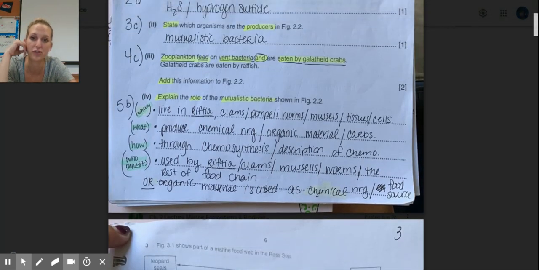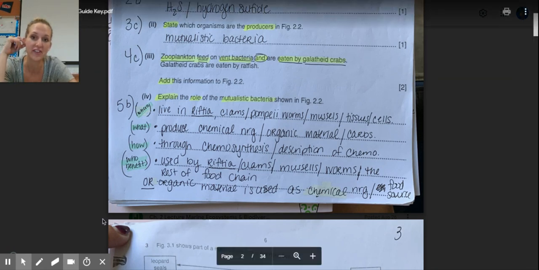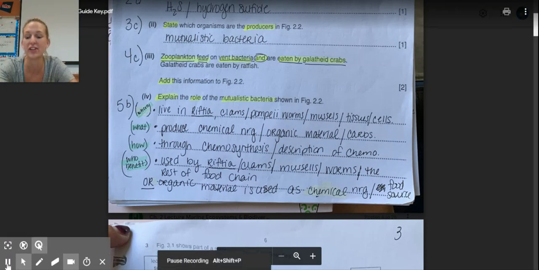What do they do? They produce chemical energy. You could also say they produce organic material, or they produce carbohydrates. How do they do it? Through chemosynthesis, or you could describe it. They're able to take chemicals from the hydrothermal vent and convert it or fix it into carbohydrates. Who benefits? The rest of the food chain is going to get it. Or that organic material is used as chemical energy. The organisms that they're living inside, that's who benefits.